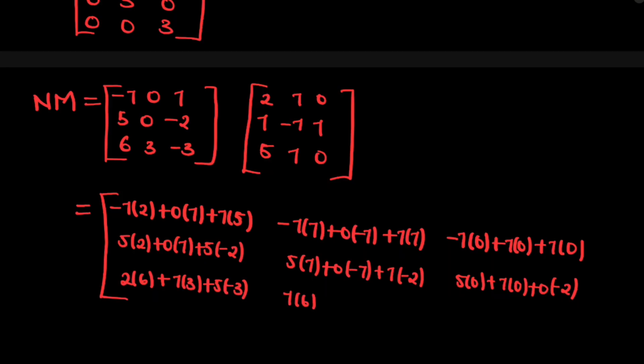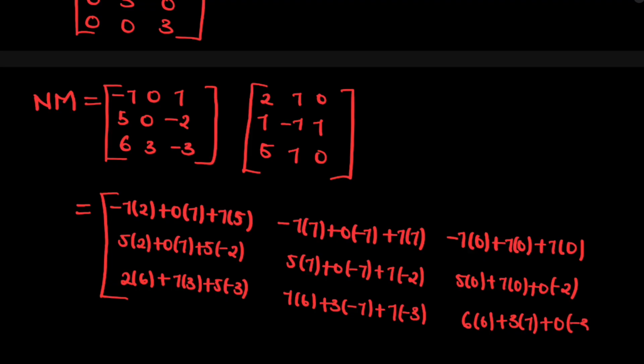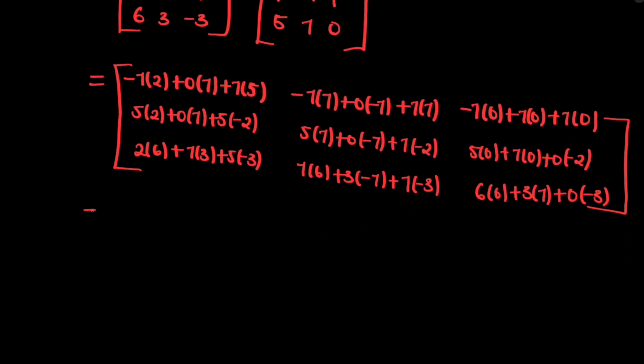1 times 6 plus 3 times minus 1 plus 1 times 3. 1 times minus 3, sorry. So 3 times minus 1 plus 1 times minus 3. 6 times 0 plus 3 times 1 plus 0 times minus 3. Okay, so let's simplify this.